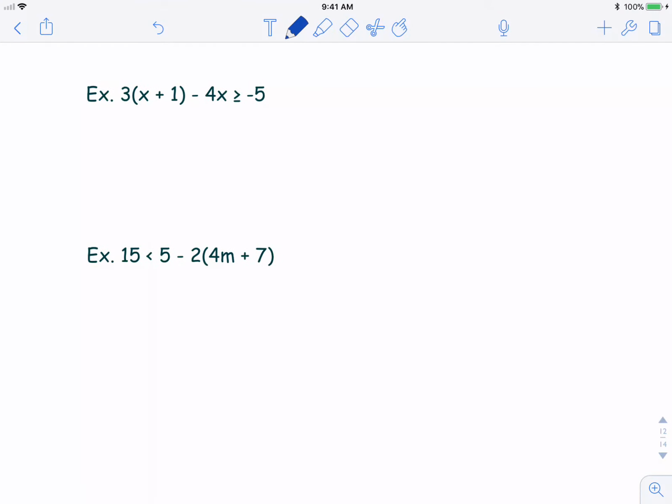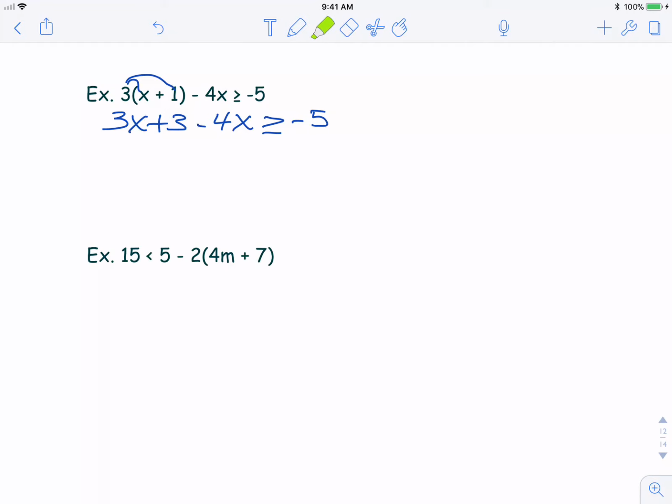In this next example, we have to do the distributive property first, because I see a number outside of a parentheses. Remember, I only distribute the 3 to everything that's inside the parentheses, so it only gets distributed to the x and the positive 1. Everything else is just going to come right along, so I'm left with 3x plus 3 minus 4x is greater than or equal to negative 5.